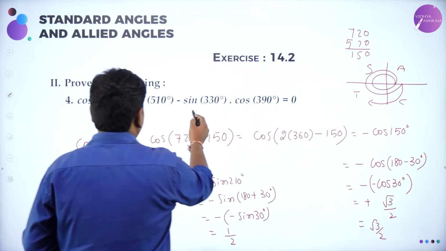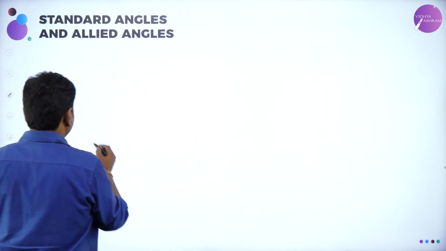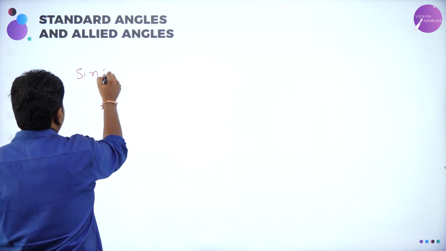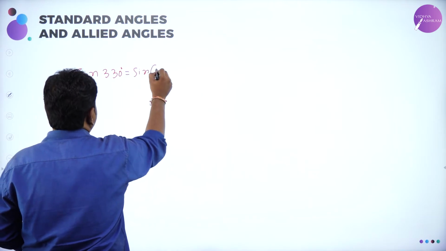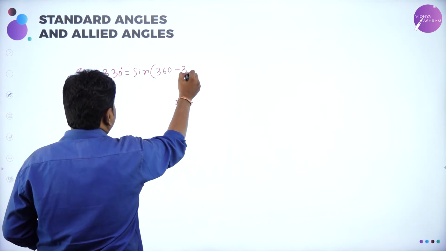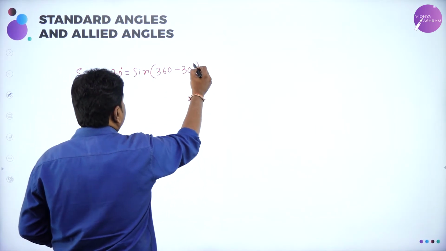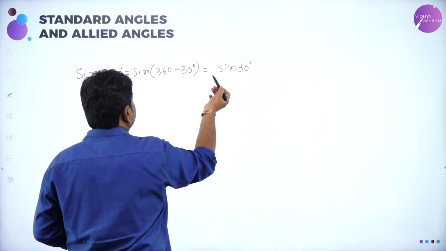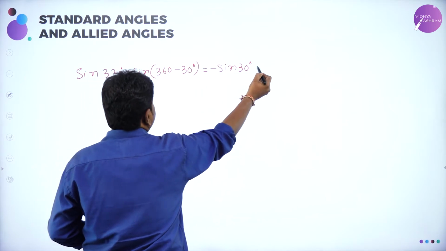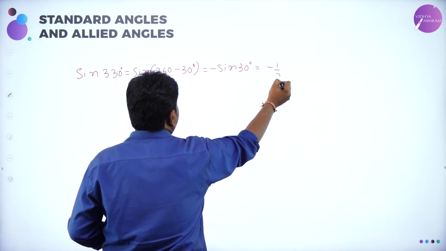Then we need sin 330. One by one we'll find sin 330. Sin 330 is easy. Sin 330 is near to 360, so sin of 360 minus 30. Sin of 360 minus theta lies in the fourth quadrant, so minus sin 30. Minus sin 30 is minus half.